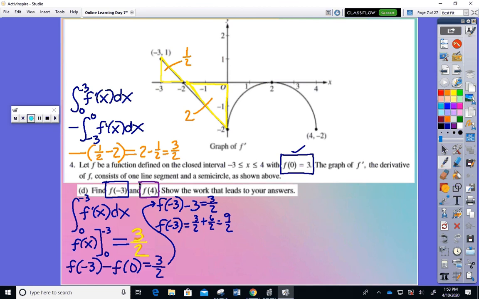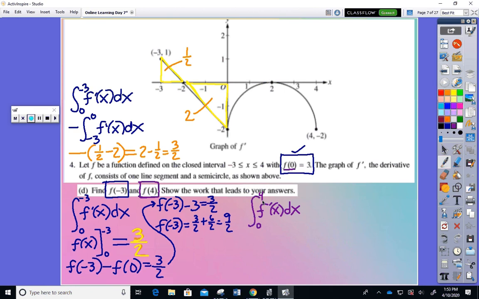Okay, so again, what I'm going to do is set up and say I've got to look at the definite integral of f prime of x, and I've got 0. I've got f of 0, and I want f of 4, so I want my integral to go from 0 to 4. Okay, so I need to think of both the algebra and the geometry ways of approaching that.